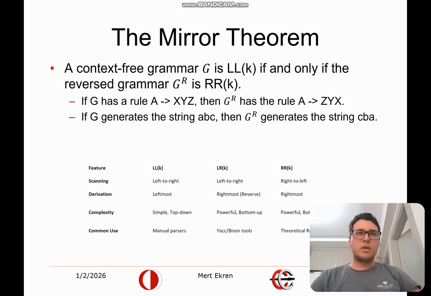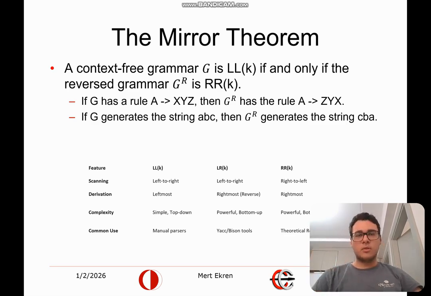Now for the mirror theorem. The mirror theorem is the formal mathematical bridge that explains why RRK and LLK are mirrored versions of each other. The formal definition goes like this: a context-free grammar is LLK if and only if the reverse grammar is RRK. The core of this theorem lies in when the parser makes a decision. For both sides of this case, I will explain it.